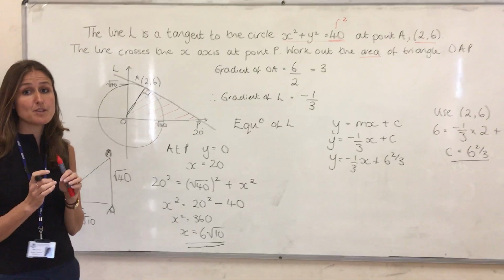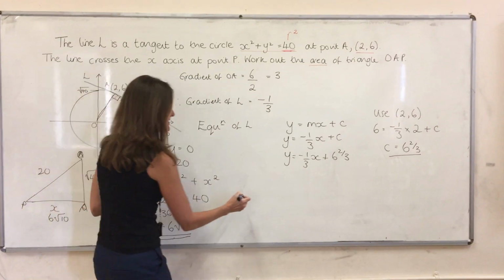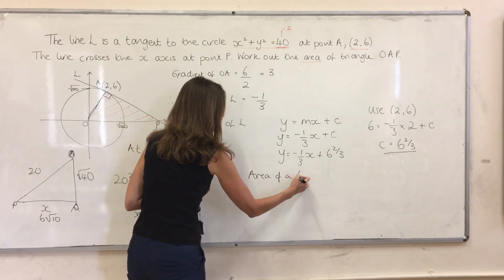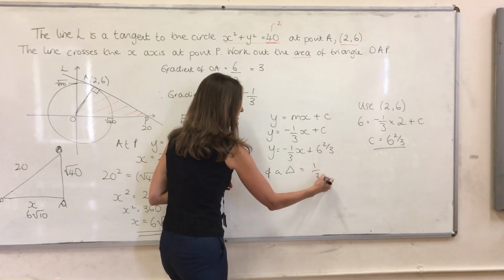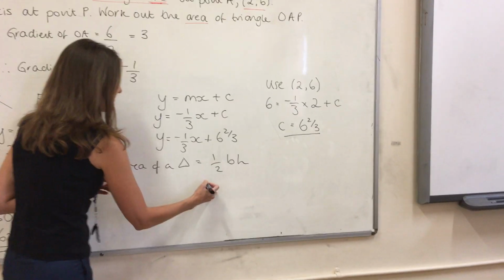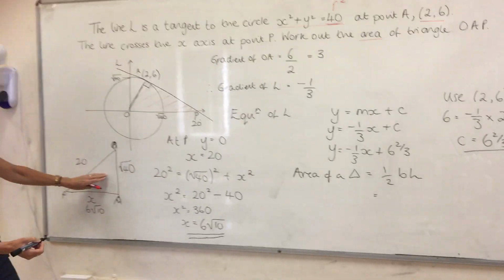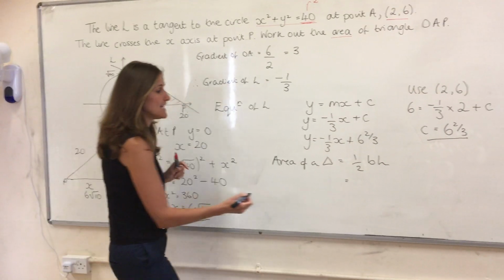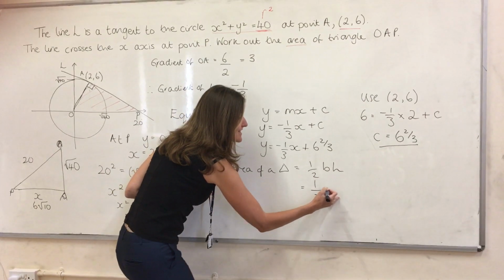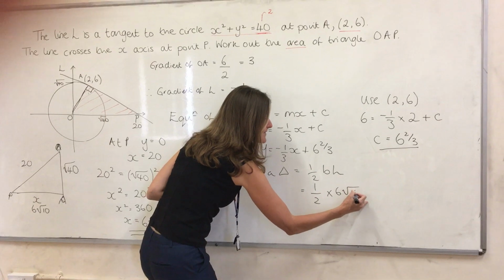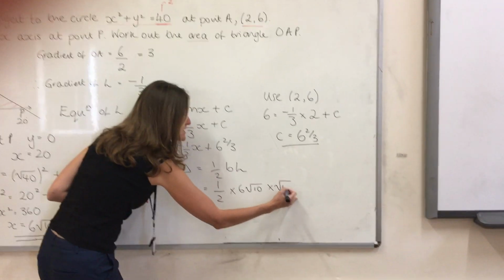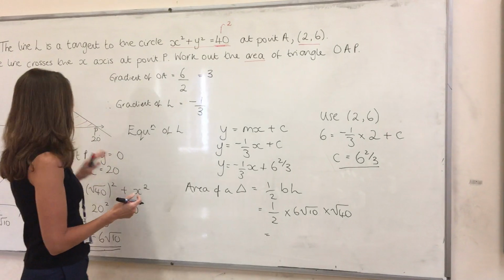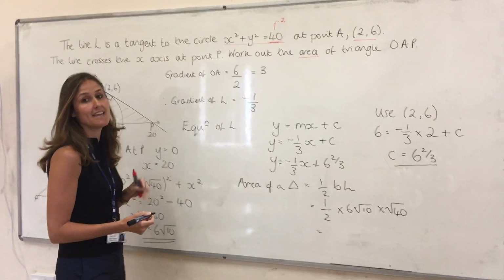And the last part of the question is finding the area. The area of a triangle is always half base times height. For my triangle here, my base is 6 root 10, my height is root 40, so I've got half times 6 root 10 times root 40. Putting all of those together, it gives you an area of the triangle OAP of 60.